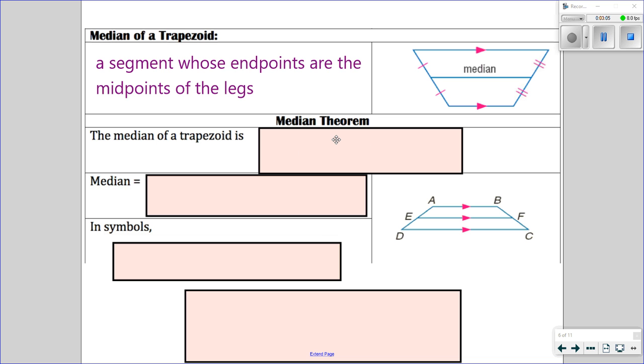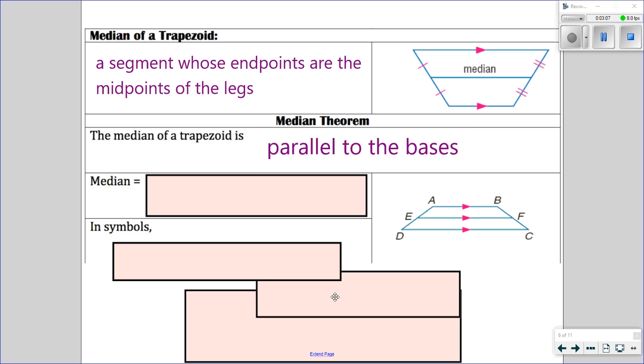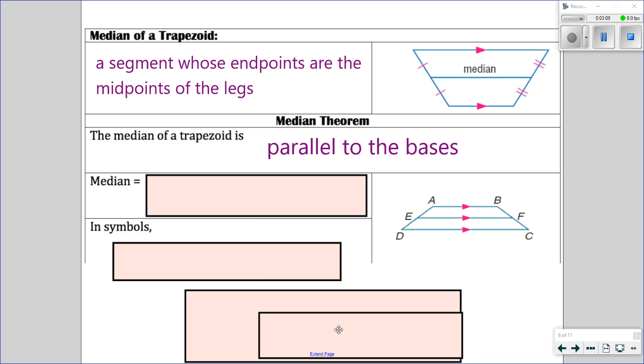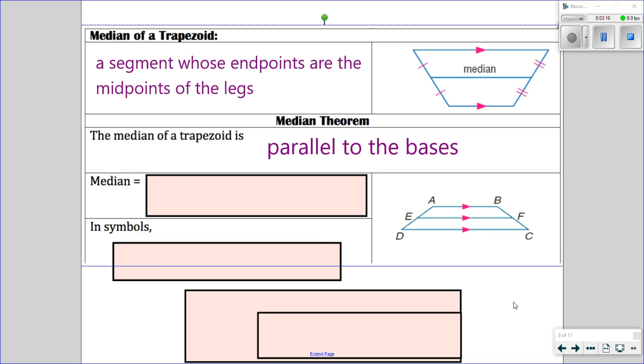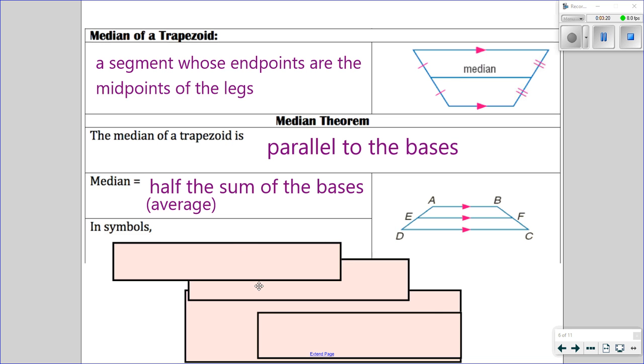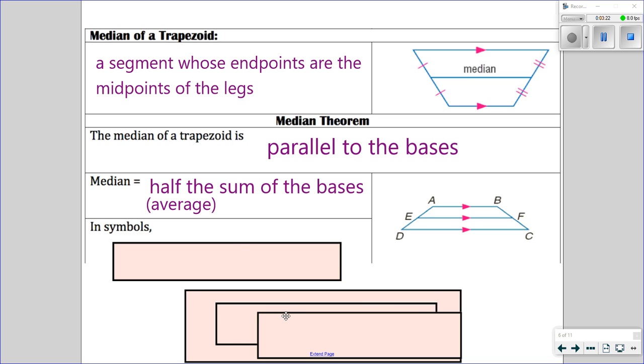So the theorem for the median is that the median of the trapezoid is parallel to the bases. As we can see, yes, it's parallel. And in order to figure out what the median means in terms of the trapezoid, it is half the sum of the bases. So it's basically the average.